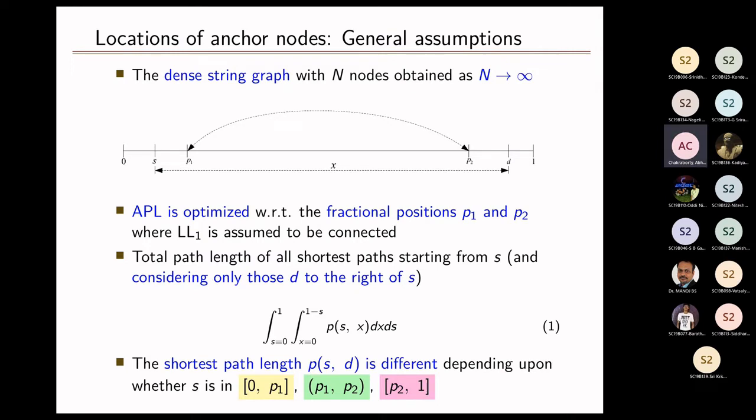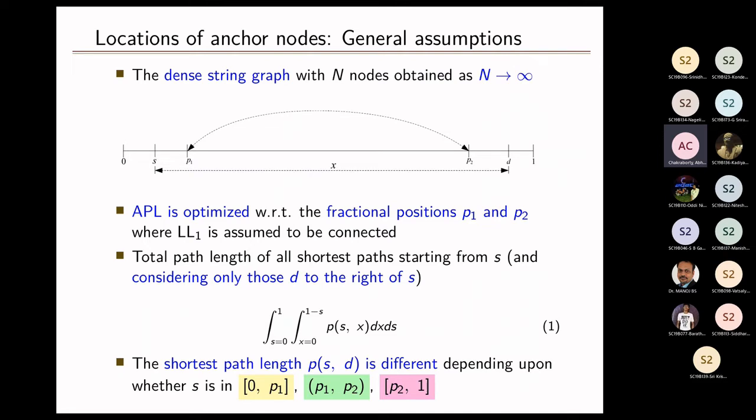Here the unit length string is nothing but a network where we assume that the number of nodes, n, tends to infinity. So it becomes a limit of a sequence of multiple nodes where the distance between two nodes is always 1 by n, where n is the total number of nodes. As n tends to infinity, we can assume that it is a linear string and a continuous one. The rest of the derivations will be based on these assumptions.